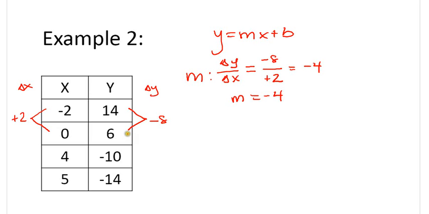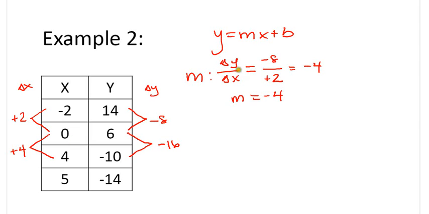And I see down here that to go from 6 to negative 10, actually that's negative 16. I went down 16 units to go from 6 units to negative 10 units. So I'm a little alarmed right now, like, oh wait, this is a negative 8 and this is a negative 16. But if I come over here and I look at my change in x's, I see that to go from 0 to 4, I've actually gone up 4 units.